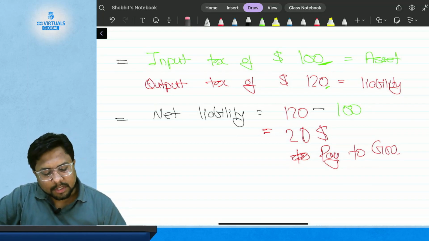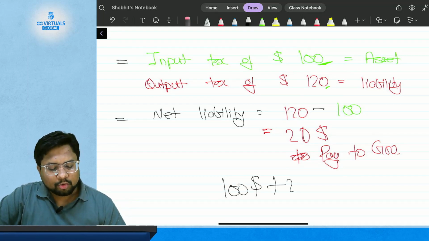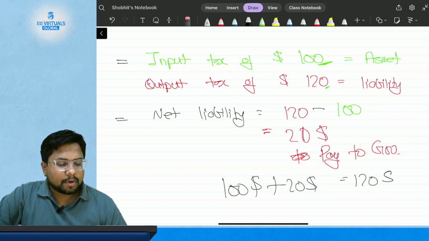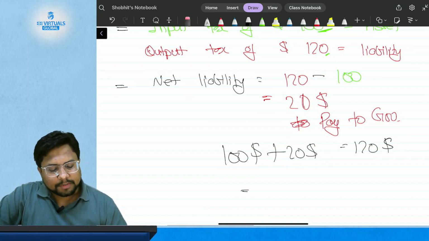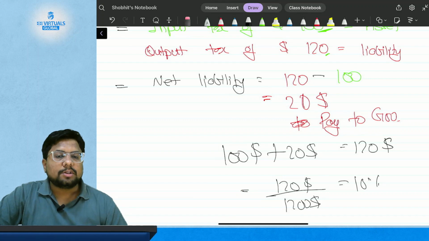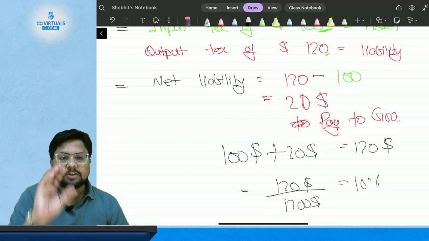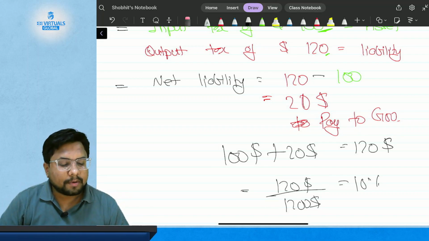So what happens? First, government has got $100 when you have purchased the product. Now you will pay $20, and what will government get? Government will get $120, which is $120 divided by $1,200, that is selling price, becomes 10%. So now tax has been correctly charged. There is no problem of double taxation.